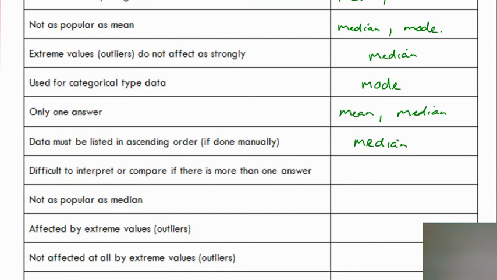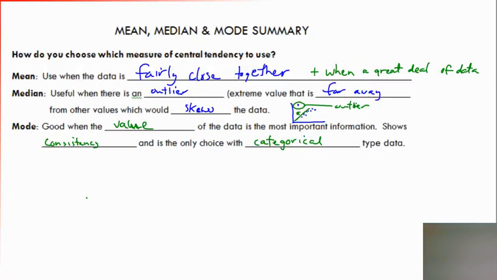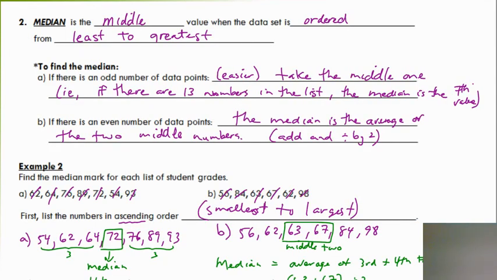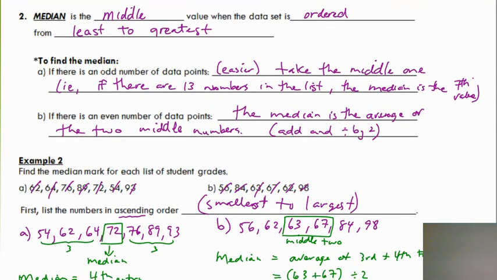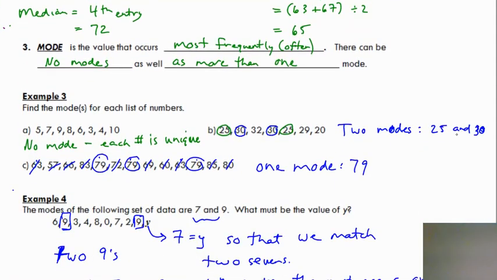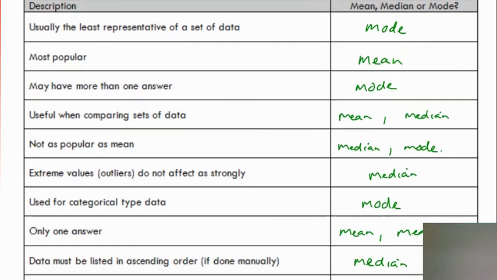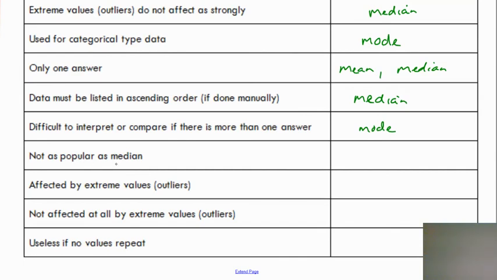Now, it's difficult to interpret or compare if there is more than one answer. Definitely the mode, because like in our example here, these two modes are down here. These two are kind of far apart, 25 and 30. They're not really that close together. So it's hard to make a comparison out of this, like how that's significant or how that's helpful. So that's one drawback to the mode. Not as popular as median. Again, I don't know why I keep coming back to this popularity contest here.